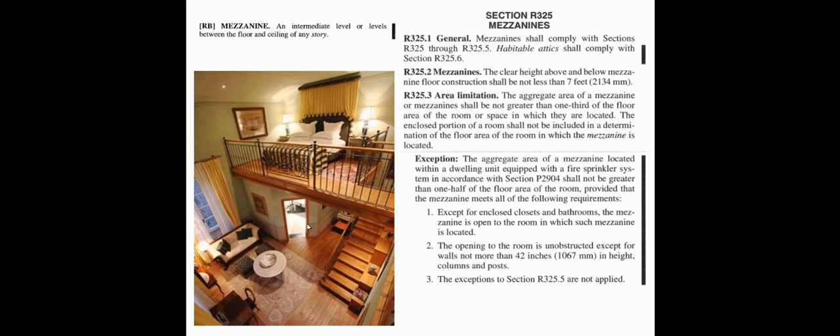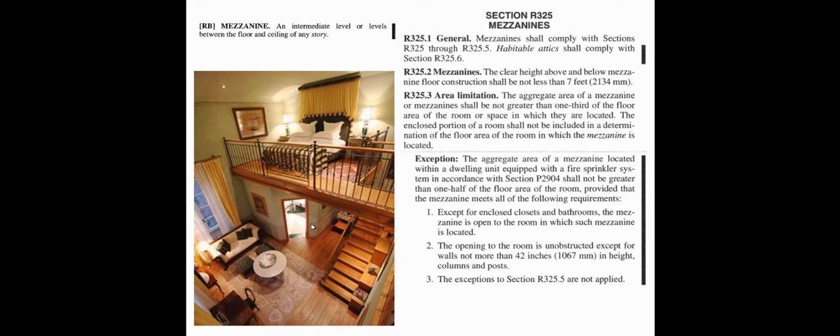The aggregate area of the mezzanine or mezzanines should not be greater than 1/3 of the floor area of the room or space in which they're located. So basically, if you have this floor space right here and you've got 300 square foot, the mezzanine can only include about 100 square foot. It's 1/3 of the area. There are some exceptions to that. The enclosed portion of the room shall not be included in determining the floor area of the room in which the mezzanine is located. So it's only the open area.